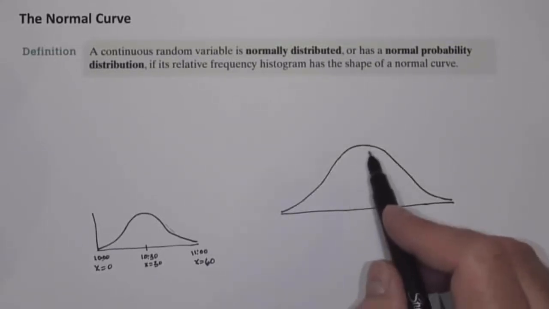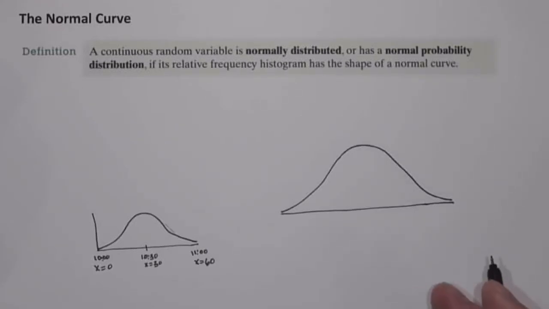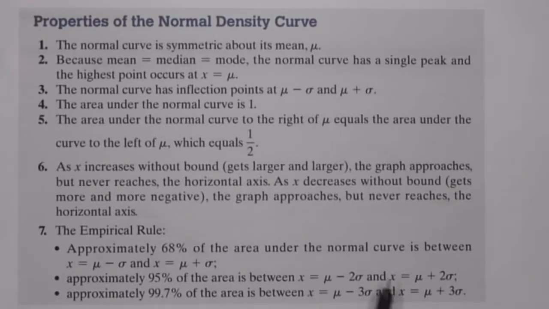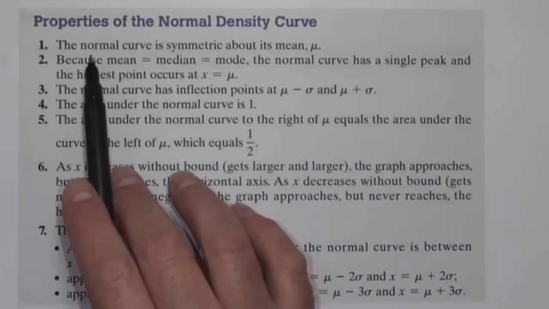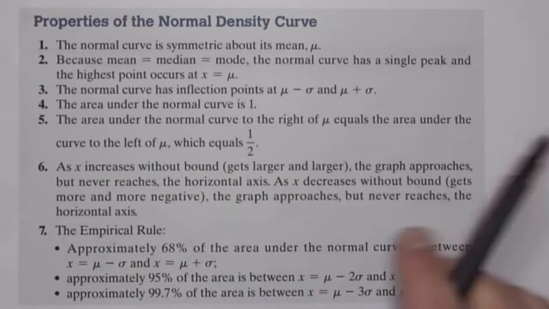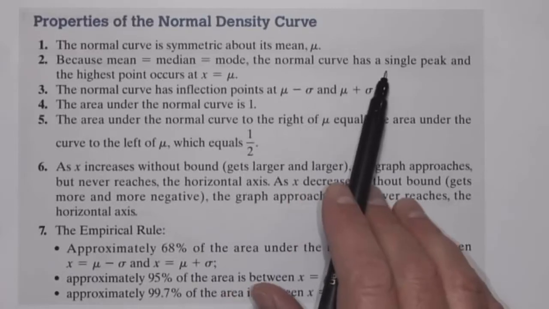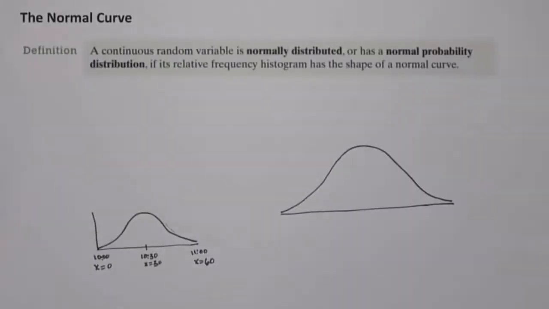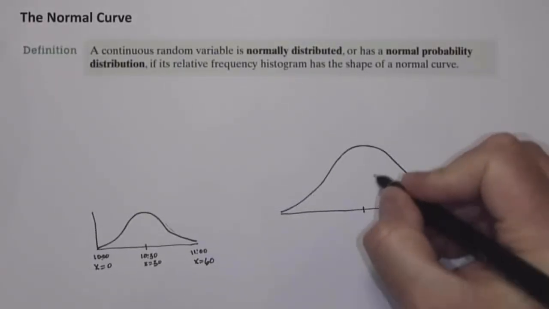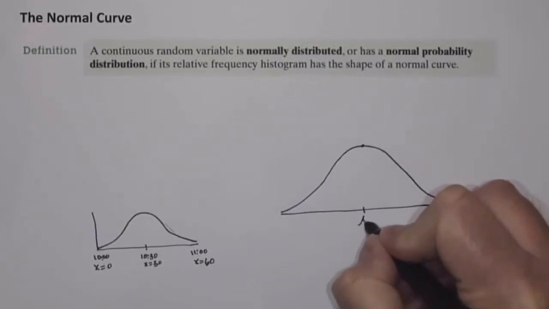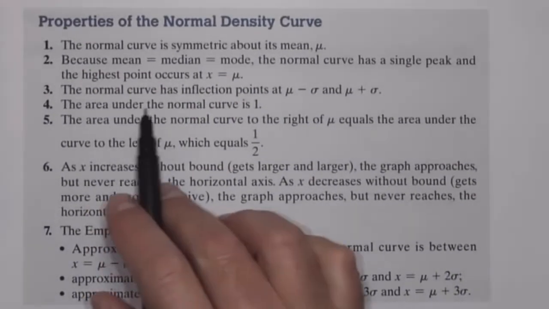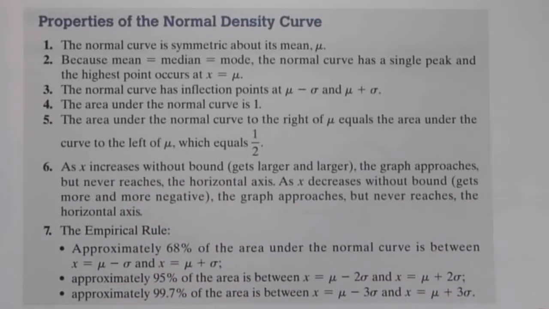Now, this type of normal curve has some specific properties that we need to follow. So here are some properties of the normal density curve. The normal curve is symmetric about its mean. Because the mean equals the median equals the mode, the normal curve has a single peak and the highest point occurs at mu. So for our normal curve, this maximum point, the highest point on the entire graph, is going to occur above the mean of our distribution. The normal curve has inflection points at mu minus sigma and mu plus sigma.